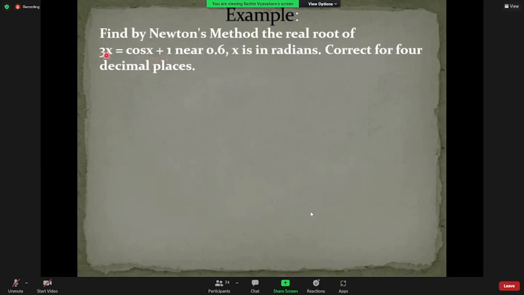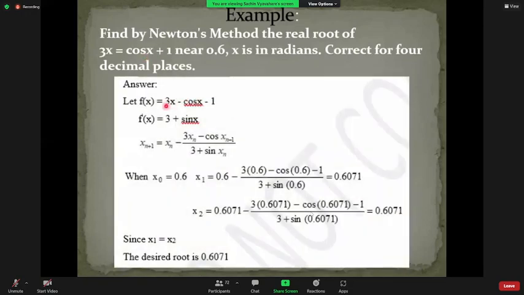Another important thing from this equation. Sir, x should be in radian, cos x. Yes, Chirag, correct. We should use the radian mode of the calculator as a trigonometric term appears there. So the calculation will go like this. The first f x is given: 3x minus cos x minus 1. f dash x is calculated. This is the formula: x n plus 1 equals x n minus f of x n upon f dash of x n. x0 is given, so x1 is calculated, then x2 is calculated, and this is the answer after the second iteration, because it starts repeating up to 4 decimal places. So after the second iteration, the answer is correct up to 4 decimal places.